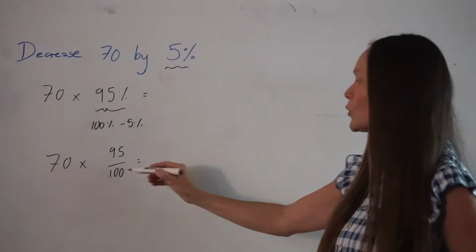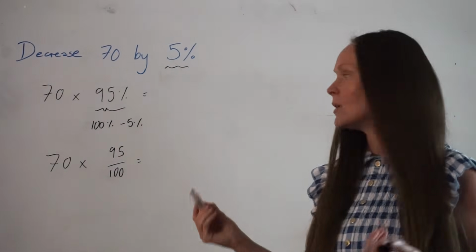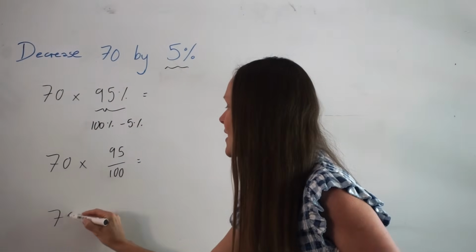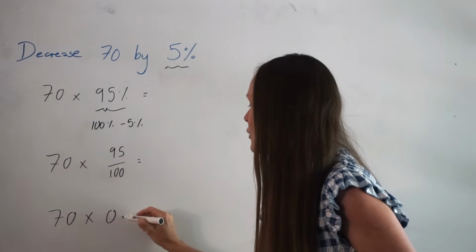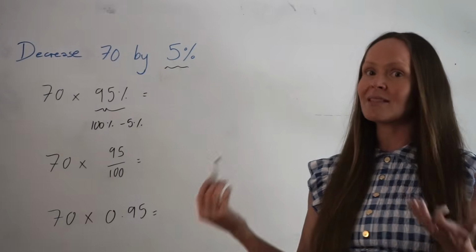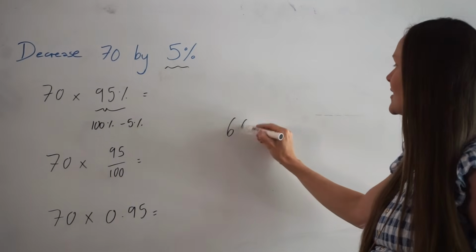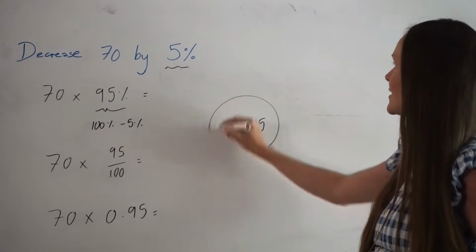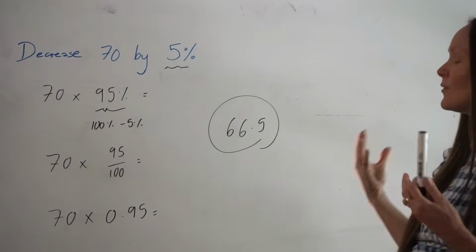Or finally, you could write this in decimal form. So you could multiply 70 by 0.95. Each of these will give you the same answer as earlier, 66.5, which is 70 decreased by 5%.